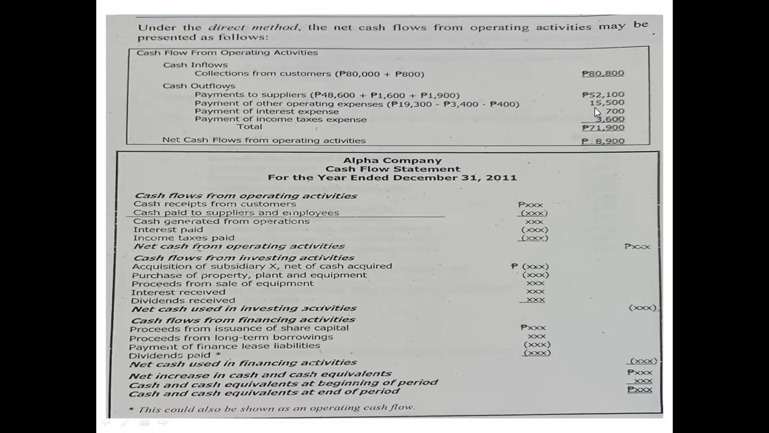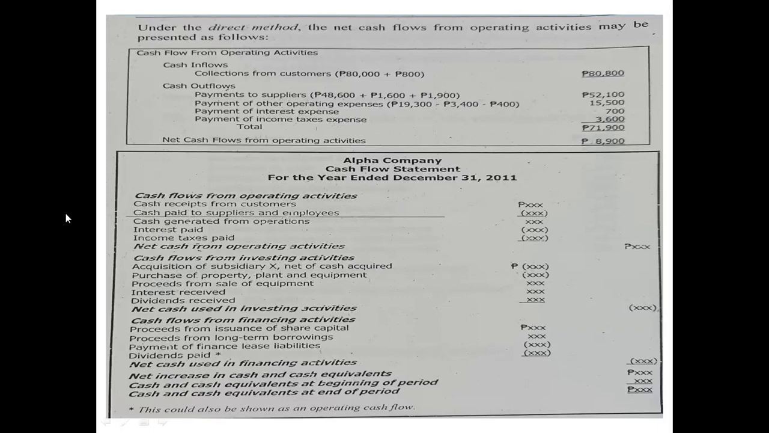That's 15,500. And payment of interest expense, that's 700. Payment of income taxes expense, 3,600. So the total is 71,900. So cash inflows here, 80,800 minus the outflow of 71,900. So net cash flows from operating activities is 8,900.